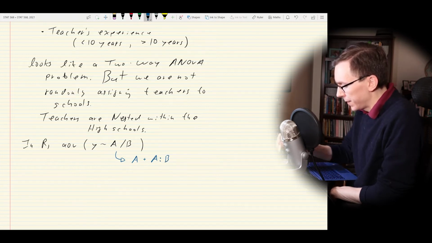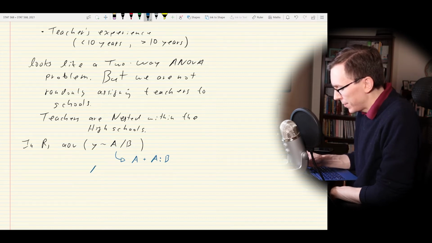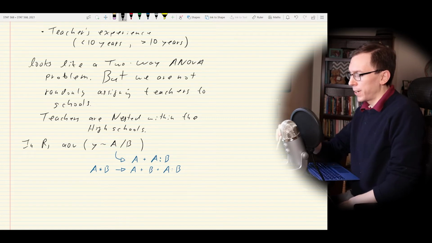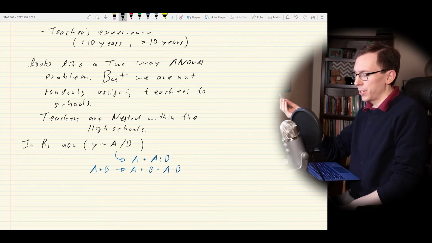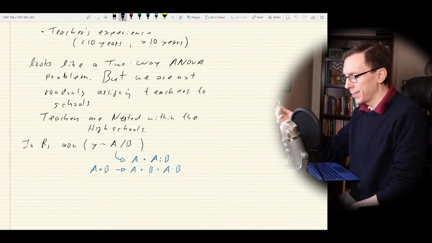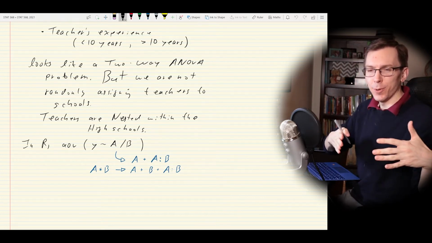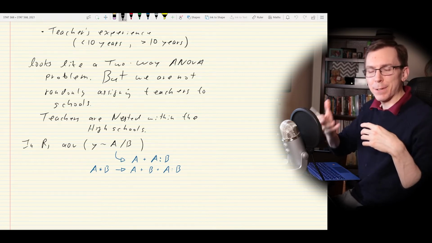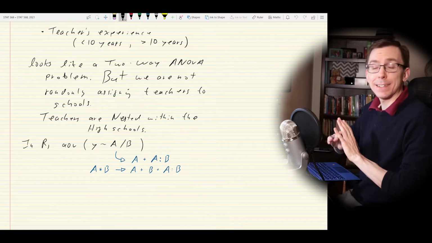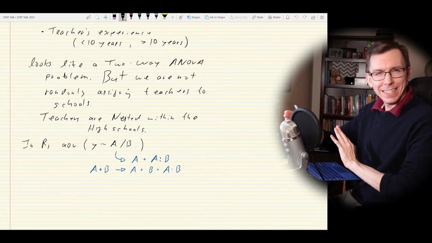So just for the sake of completeness, similarly, if you tell R that you want A*B, what you're really telling it is A plus B plus the interaction AB. So that's what R does. The nesting notation with the slash is a shorthand notation, which tells R that you want the main effect of A and you want the interaction. You want to test B within A, but you don't want to test B on its own, if that makes sense.